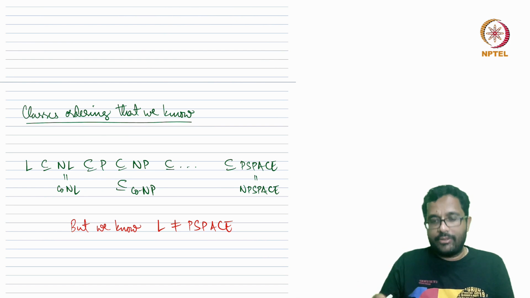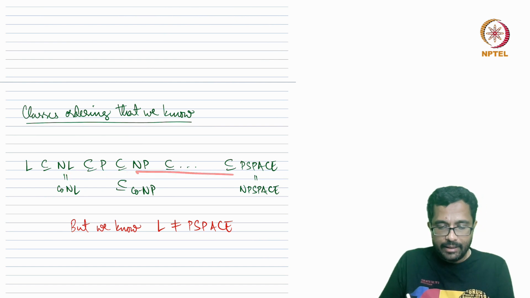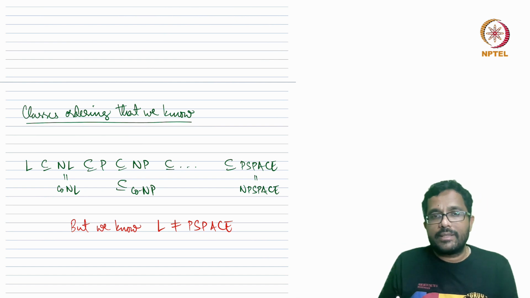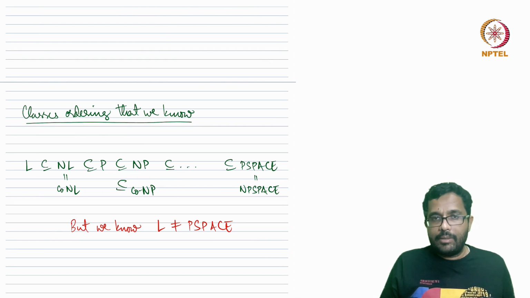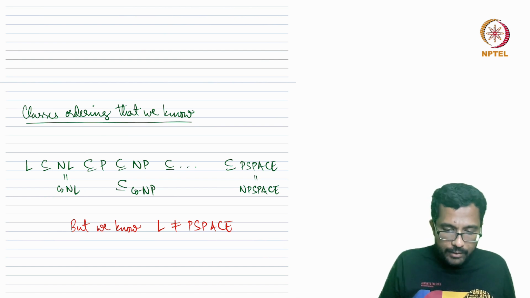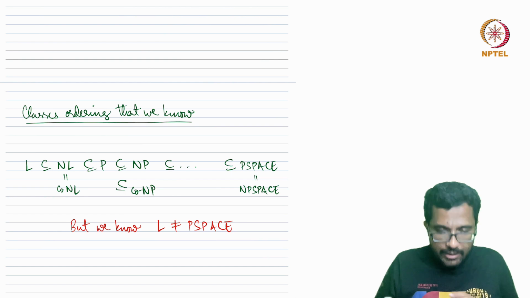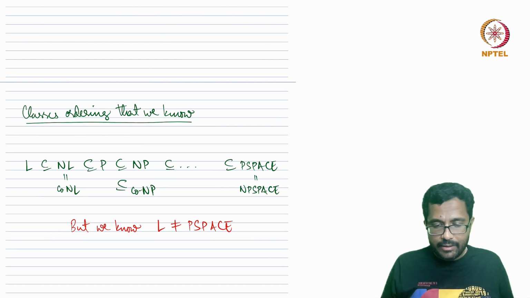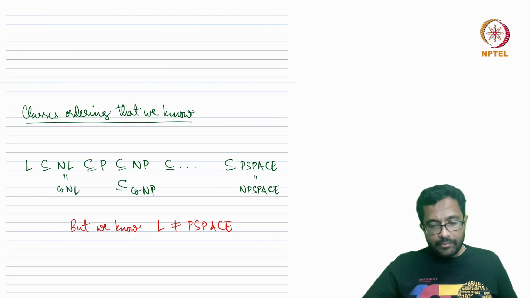There has to be some two classes here where either L is not equal to NL, or NL not equal to P, or P not equal to NP, or NP not equal to PSPACE, right? If all of them are equal, then L will be equal to PSPACE. But we don't know which one is not equal. Maybe all of them are not equal. All of them cannot be equal, but all of them can be not equal, because if all of them are equal, then that would mean L equals PSPACE. That is possible, right? So this is just to give you a perspective of what classes we have learned so far and how they relate with each other.